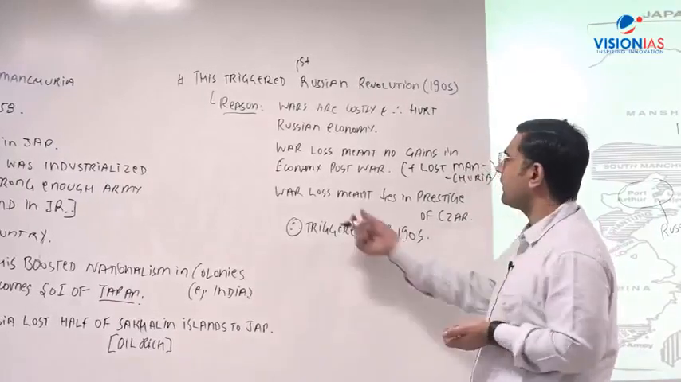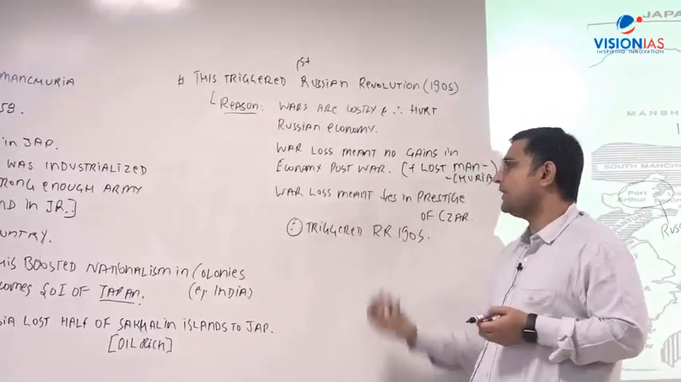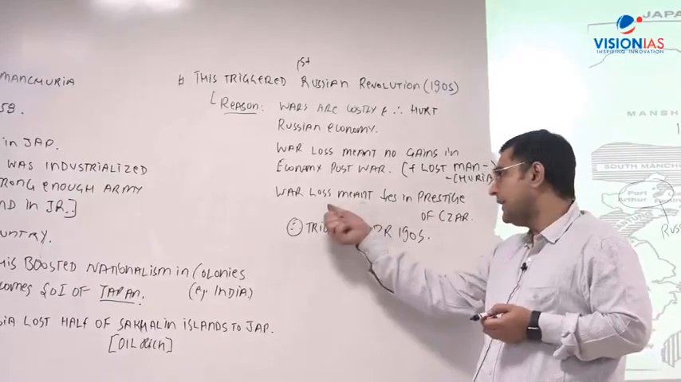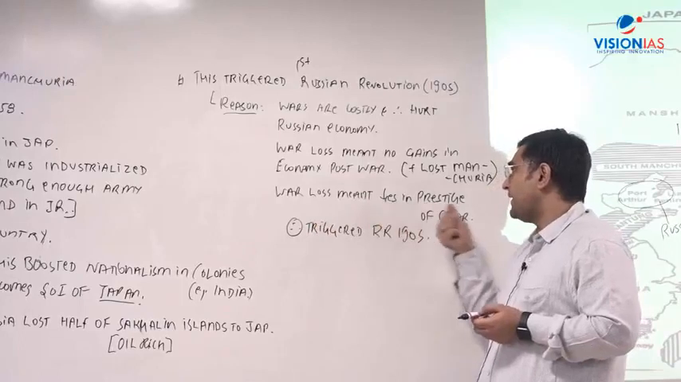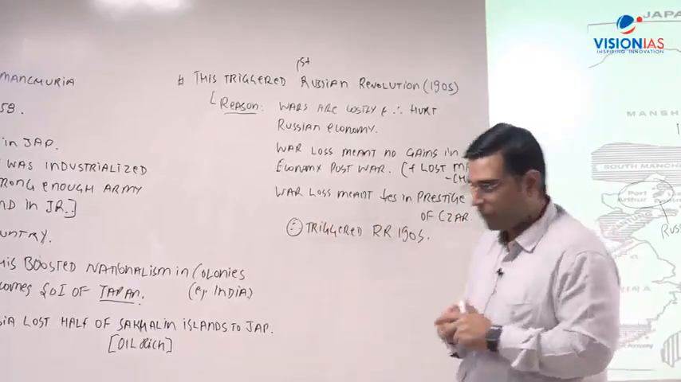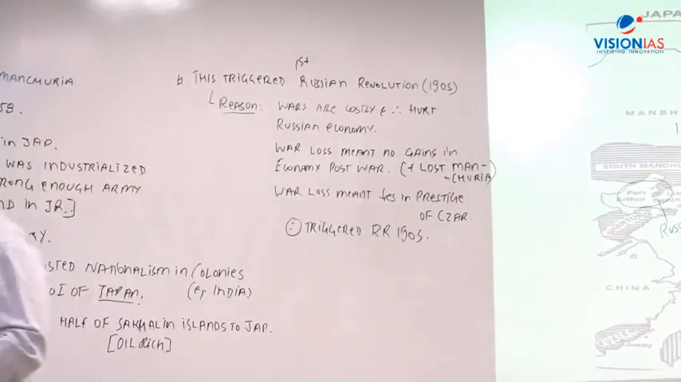उस तरीके से देखा जाए तो इनका लॉस हो रहा है economically. So economy deteriorated. Good economics is good politics, bad economics is bad politics. Plus the war loss meant a decrease in pride and prestige of the Tsar, and therefore this triggered the Russian Revolution. So more on this will come when we discuss the Russian Revolution. So thank you for your time.